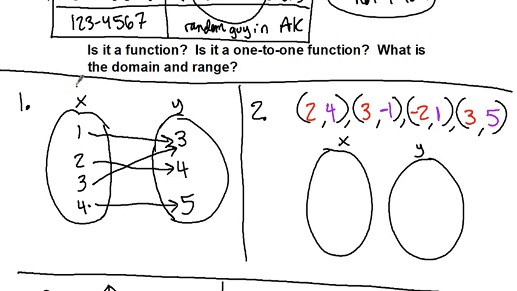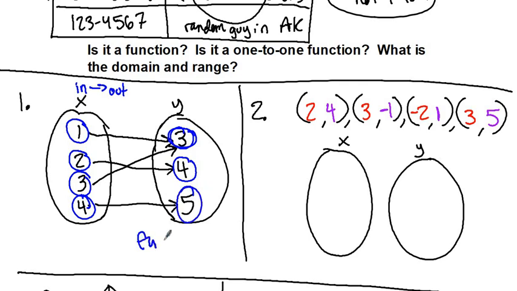So number 1, is it a function? Remember, a function means each input is allowed to have only one output. So that input has only one output. This input has only one output. This input also has only one output. And 4 only has one output. So this is a function because each of those inputs only leads to one thing. It's not a one-to-one function though.